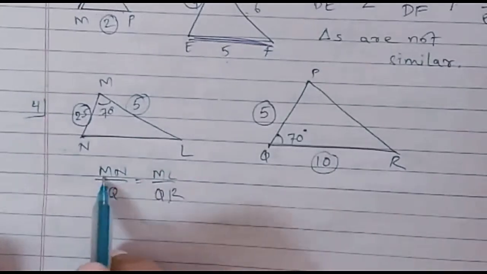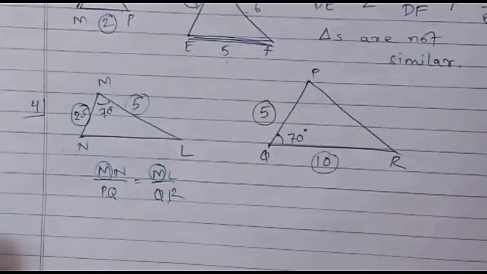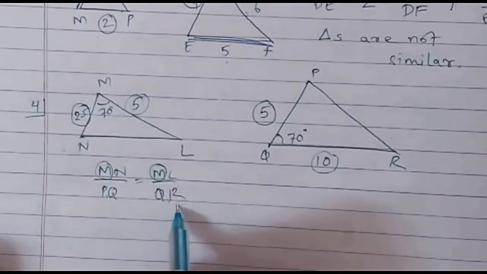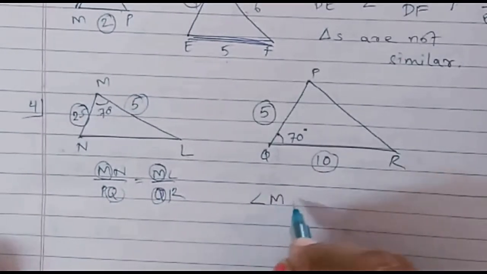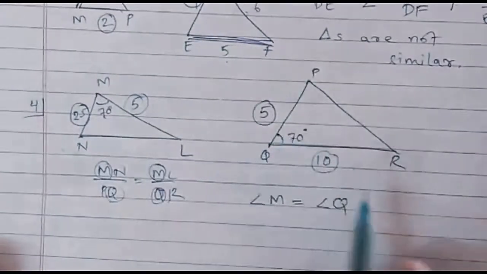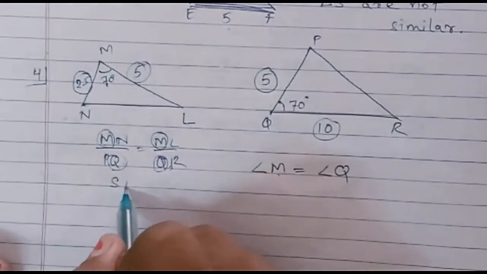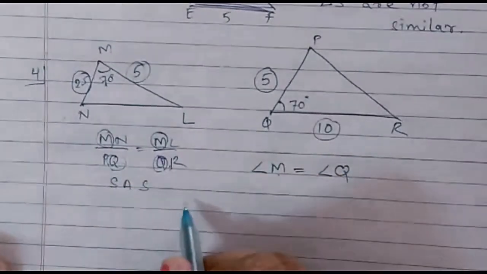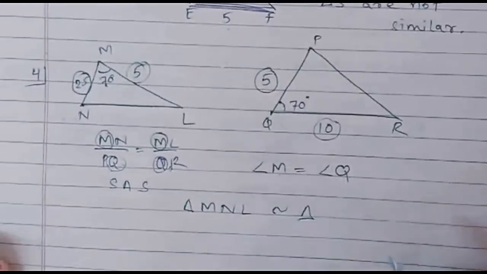Okay, if I say MN and ML, so this M is the included angle. Same way for side PQ and QR, Q is the included angle. So also we have angle M is equal to angle Q. Both are 70 degree, right? So we can say two sides and the included angle. Hence by SAS, triangle MNL is similar to triangle.